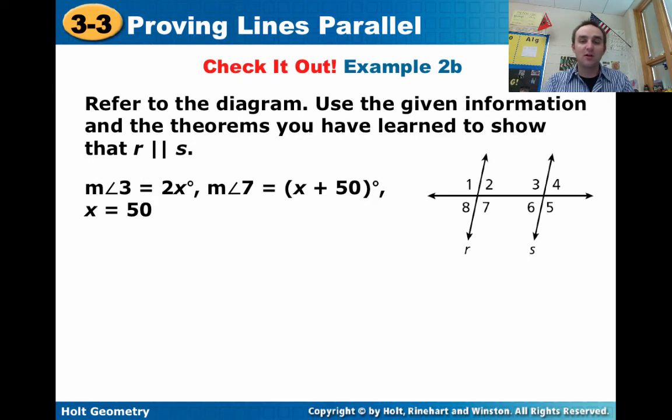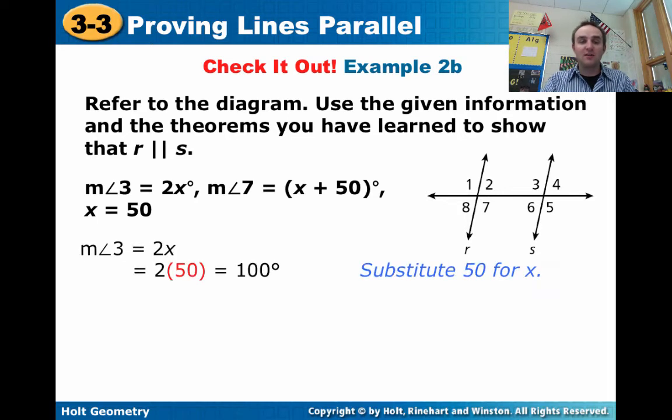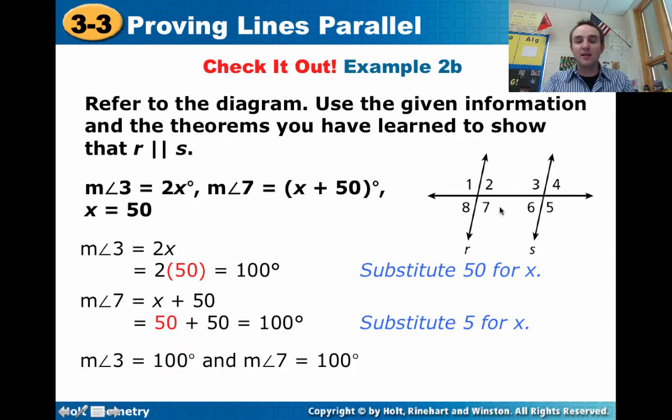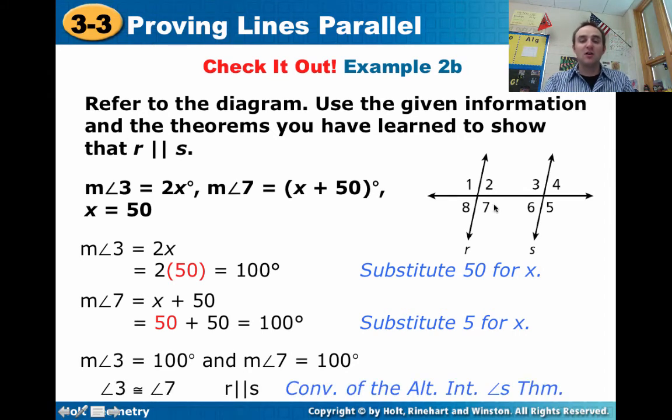Next one, I want you to try it out. Look at what type of angles you have, plug in the value for x, and see if this works and we can prove that R is parallel to S. Okay, so if we plug in 50, that's going to give us 100 and 100. If we look, 3 and 7 are alternate interior angles. Since they are alternate interior, we use the converse of the alternate interior angles theorem to show that R is parallel to S.